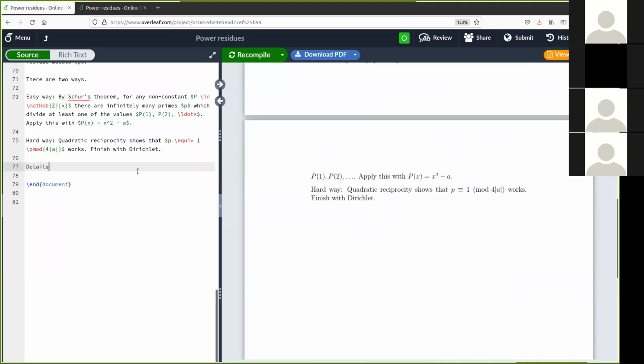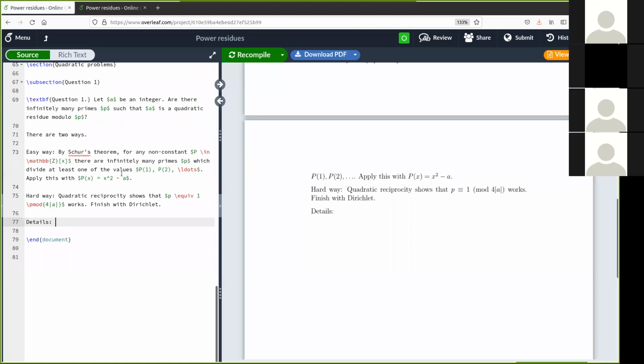Will you be sharing this overlay file after class in Discord? Yeah. Okay, thanks.